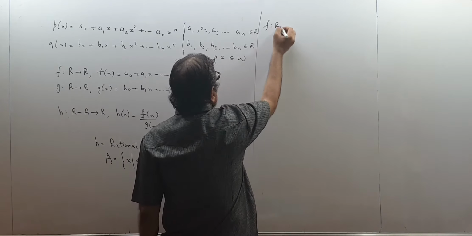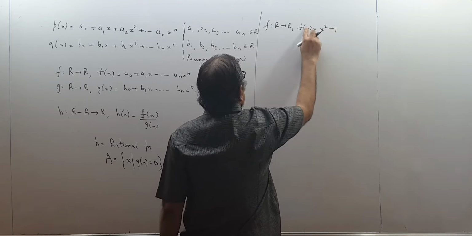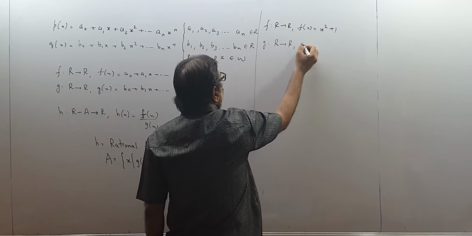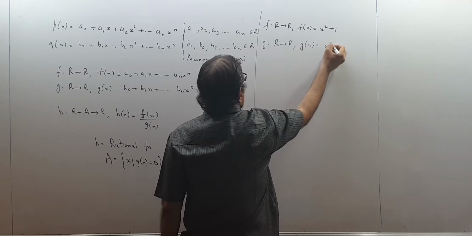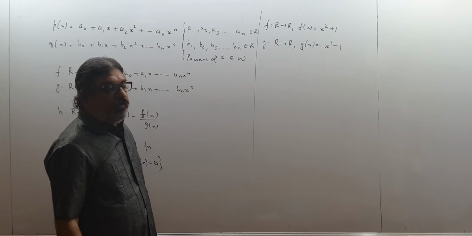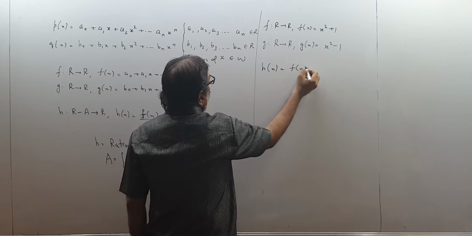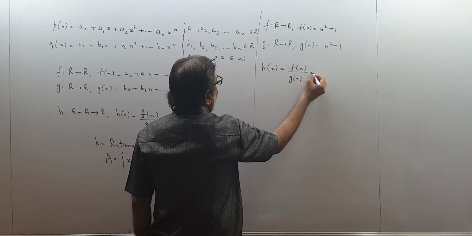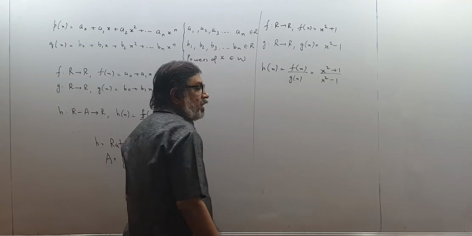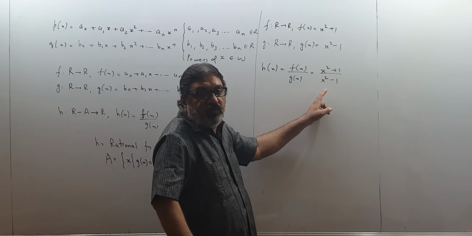Supposing f is a function from R to R, f(x) is x squared plus 1. And g is a function from R to R, g(x) is x squared minus 1. I divide both of them and make a new function. I get a rational function h(x), which is f(x) upon g(x), which will be x squared plus 1 upon x squared minus 1. Now children, you know h(x) will be undefined if x becomes 1 and minus 1.